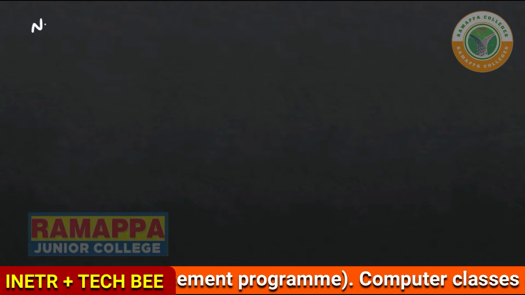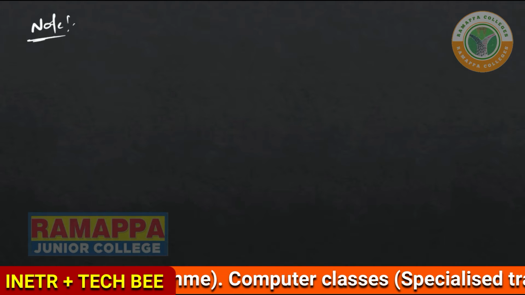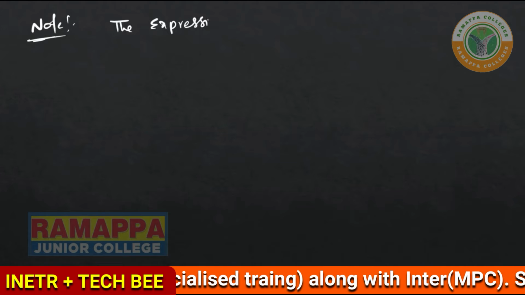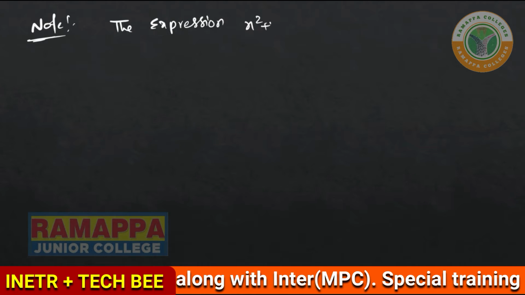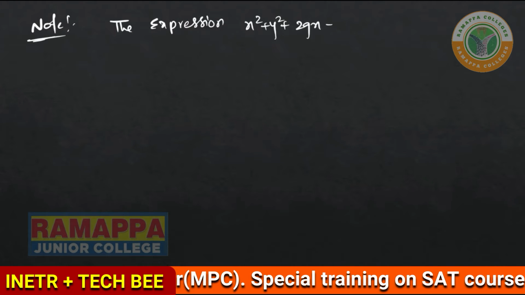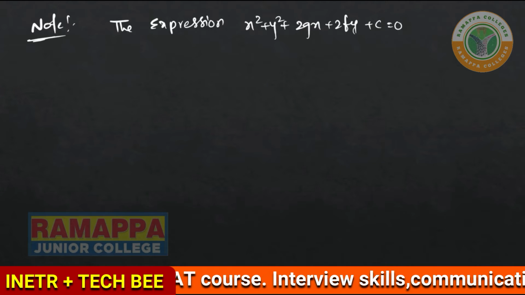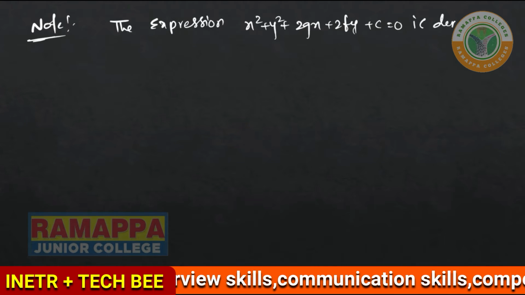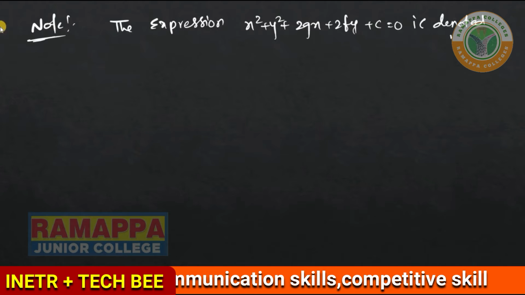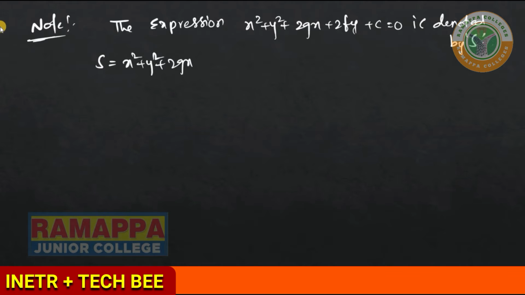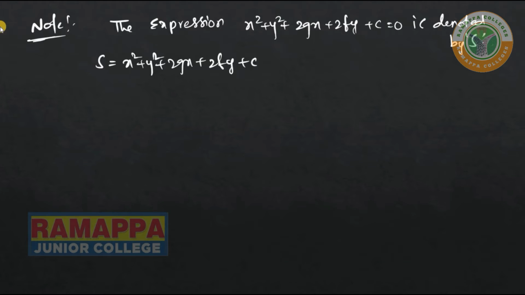Here is one note. The expression x square plus y square plus 2gx plus 2fy plus c is equal to 0 is denoted by S. So S is equal to x square plus y square plus 2gx plus 2fy plus c.